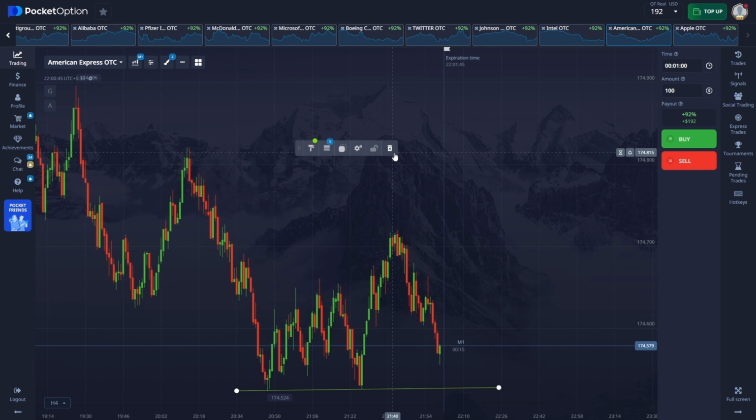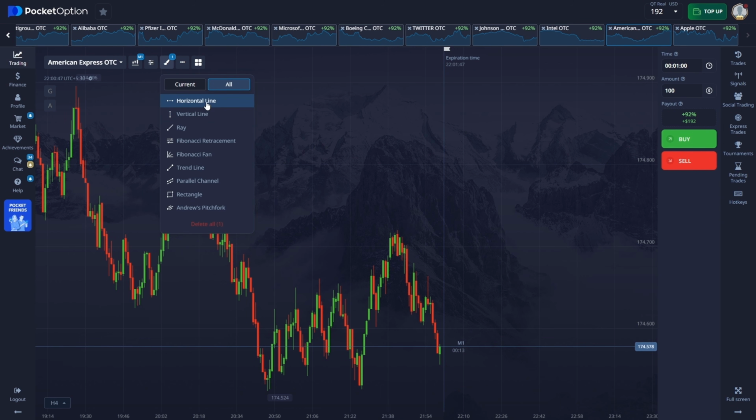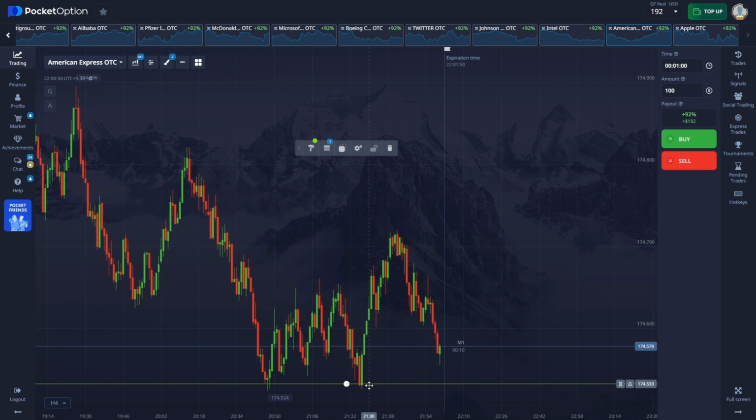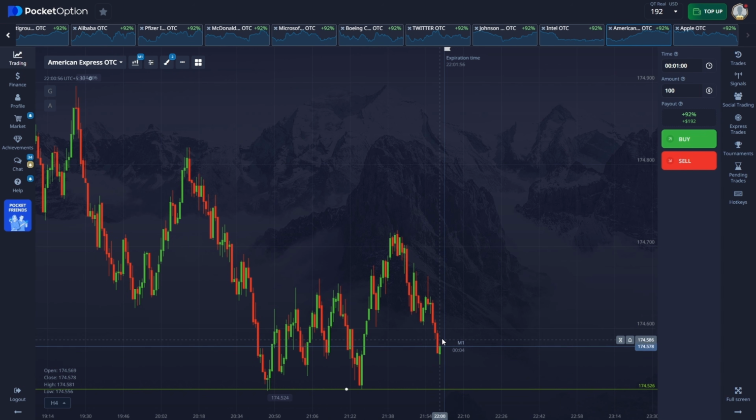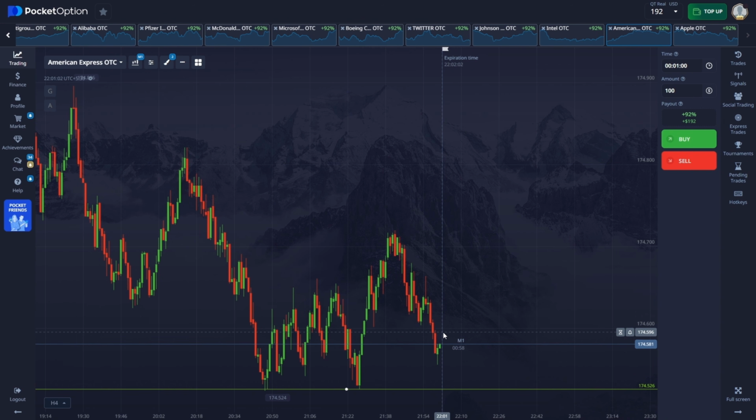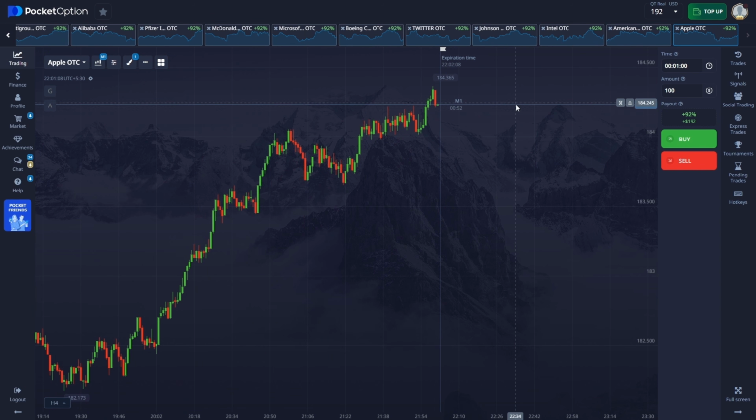The trend line wasn't valid, so this wasn't a proper trade. We should avoid that one. Now, on Apple OTC, I place a trade for the upside move.